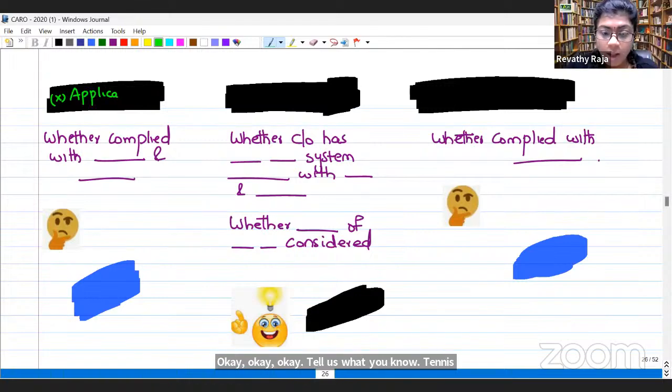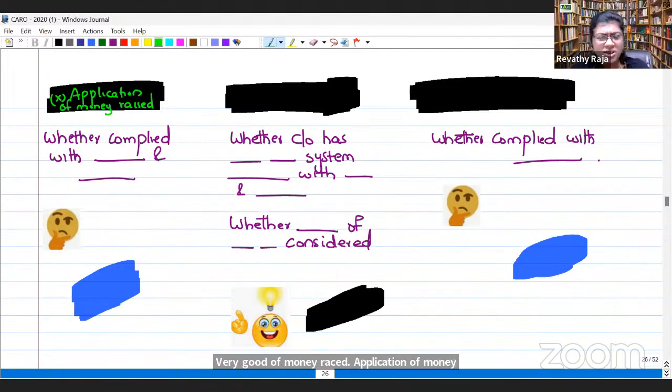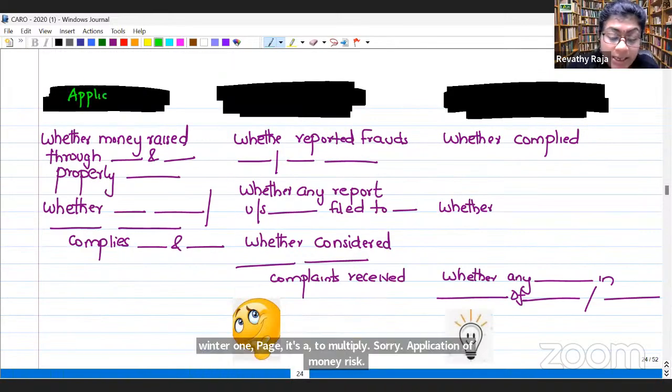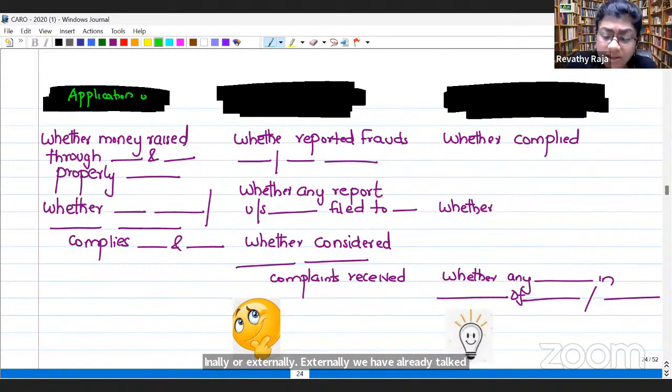application of money raised. Application of money raised. And generally, a company can raise funds internally or externally. Externally, we have already talked regarding loans taken. At which clause?